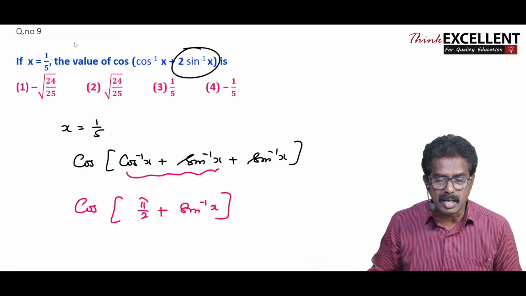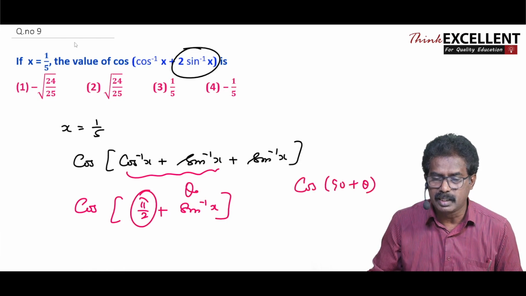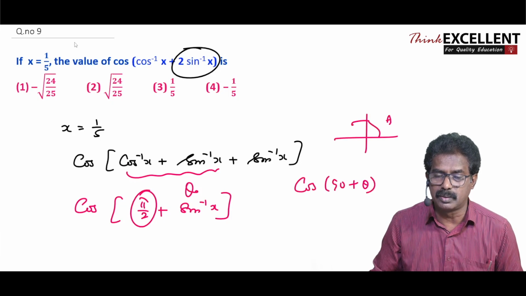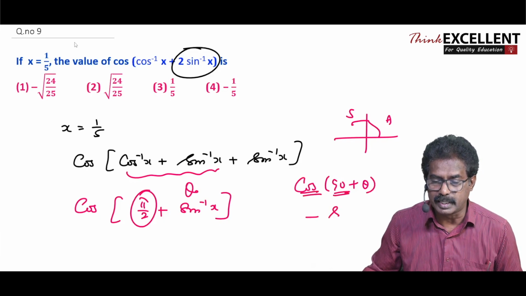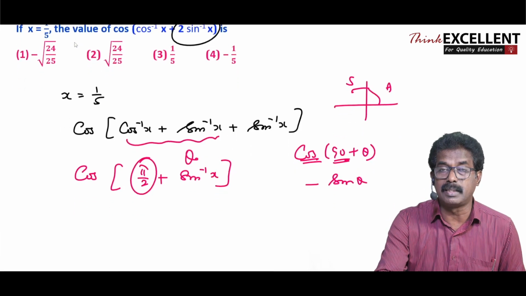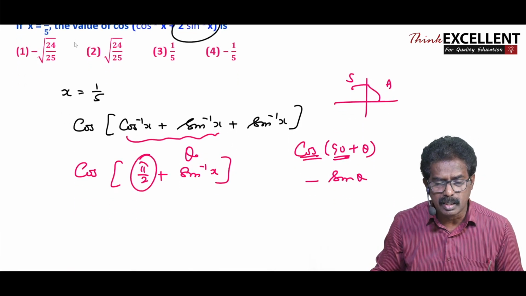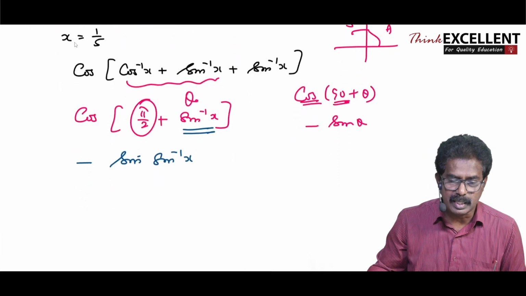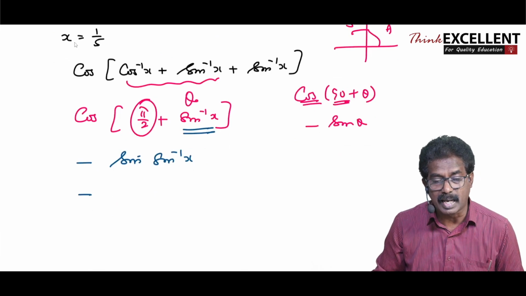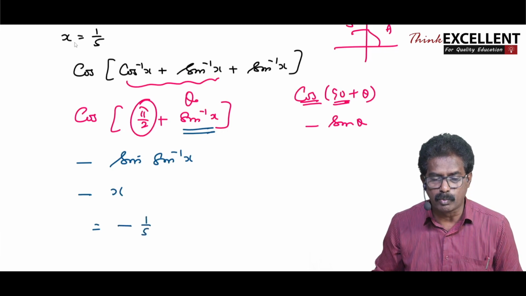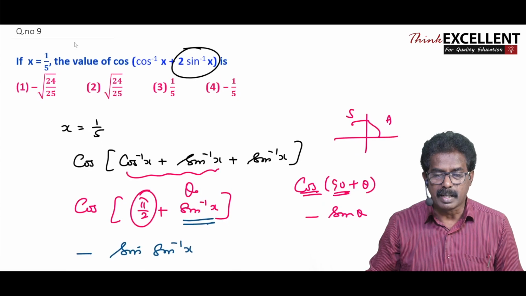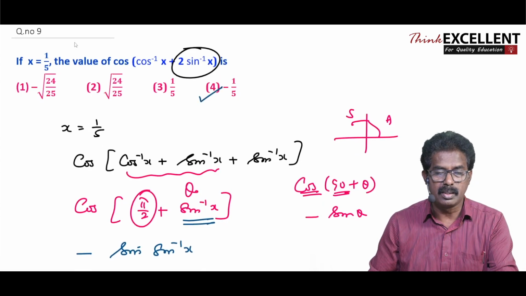Now this is of the type cos, this is 90. Cos 90 plus theta. See, 90 plus theta, second quadrant. Only sine is positive, so minus. Cos co-ratio sine theta. So cos 90 plus theta is minus sine theta. So what do you write here? Minus sine theta. Instead of theta, what do you have? Sine inverse x. So that is minus sine of sine inverse x. Sine of sine inverse x is what? x. So your answer is minus x. X value given, 1 by 5 they said. So our answer is minus 1 by 5. That is option number 4.